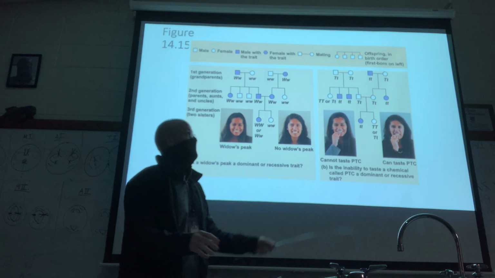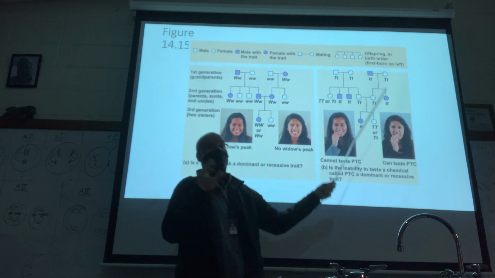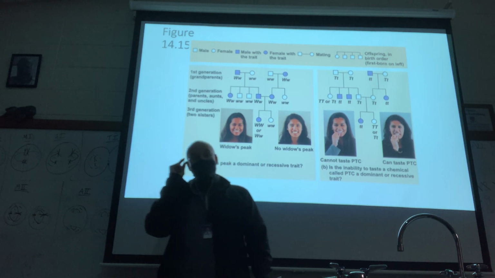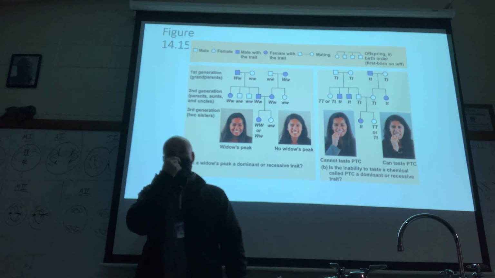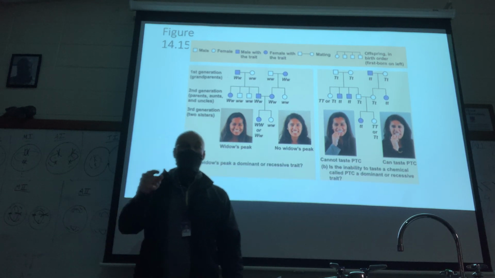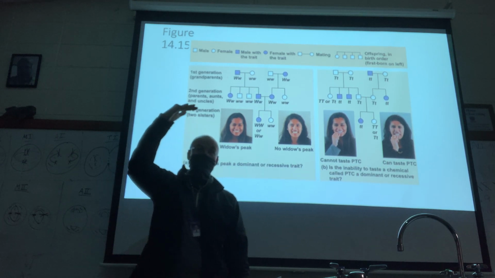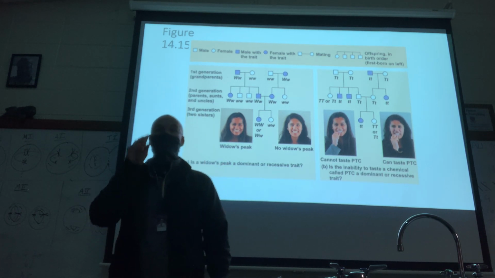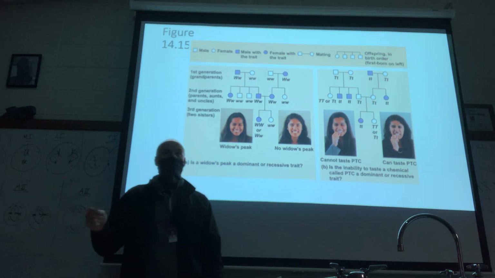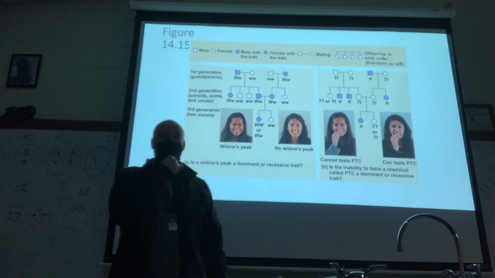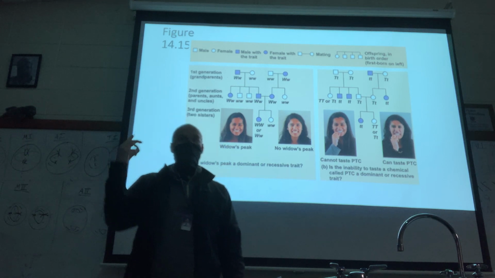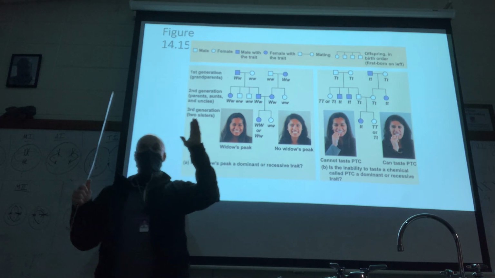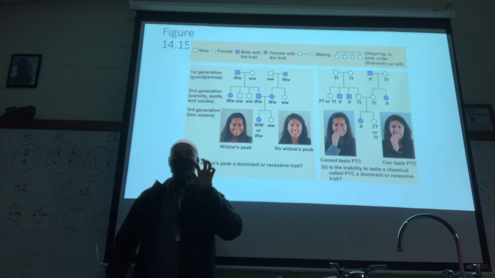You want to find parents that don't have it, but a kid that does. If you can find that on a pedigree, that tells you that kid has a recessive trait. Parents don't have it, the kid does. That kid has the recessive trait. That trait is recessive. So that's going to be like the number one trick for reading a pedigree. Find parents that have a child that's different.